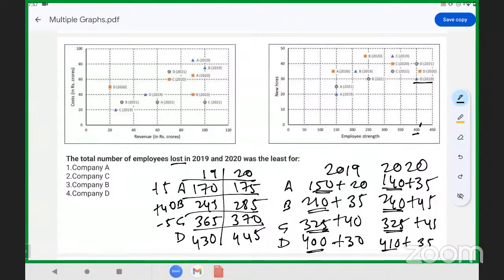Okay. So if you see, which company had the least employees lost? If you say this had a loss of 15, so 5, which was maximum. Okay, and if you focus, this is company B. So company B lost the least because it has gained the most. Okay, so this has to be company B.